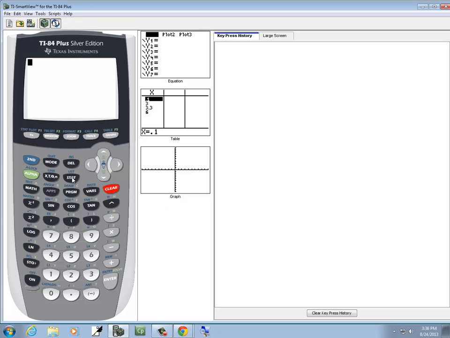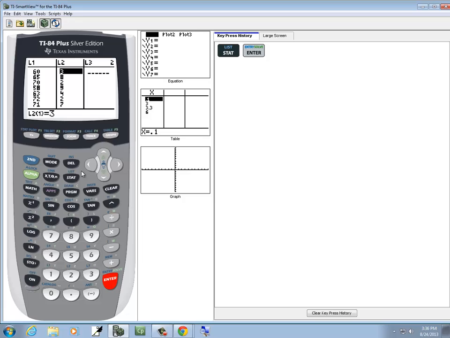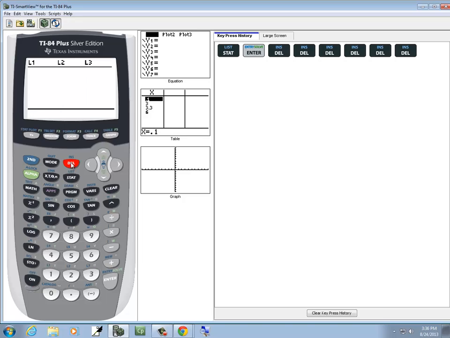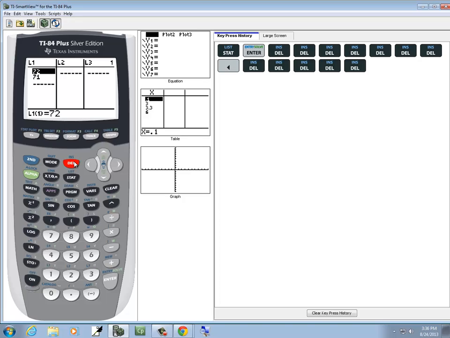Go to my calculator. I'm going to press my stat, do an enter on edit. If you have numbers already there, you can just press delete, and it'll delete whichever one's highlighted. Just make sure L1, L2, and L3 aren't highlighted, otherwise you'll delete the list. I'm going to left arrow over. There are quicker ways to clean out this list, but I may show it in this video.